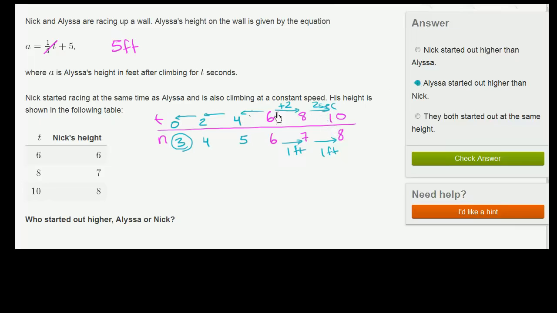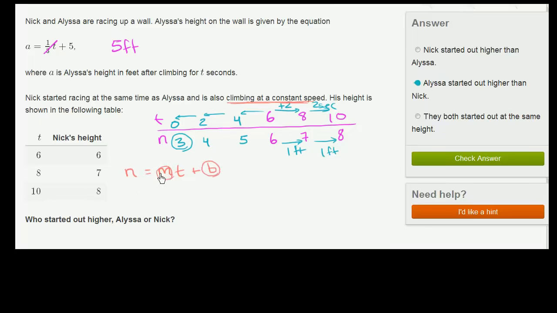Now the other way to do it is to set up an equation just like we had for Alyssa and substitute time equals 0. The way to do that is to recognize that Nick's height as a function of time is also going to be a linear equation, because we know that Nick is climbing at a constant speed. So Nick's height is going to be some slope, some rate of change, essentially his height per second, times time, plus his initial position. So how can we solve for m, the slope, and his initial position?